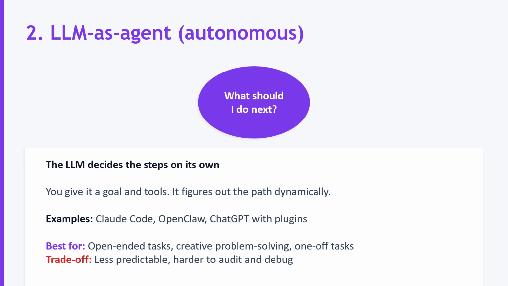This is how Claude Code works when you give it a coding task. It reads your files, decides what to change, writes the code, runs the tests, and iterates. You didn't write a graph. The LLM is making those decisions dynamically. Best for open-ended tasks where you can't predict the exact steps. The trade-off? It's less predictable, harder to audit, and the LLM might take an inefficient path.